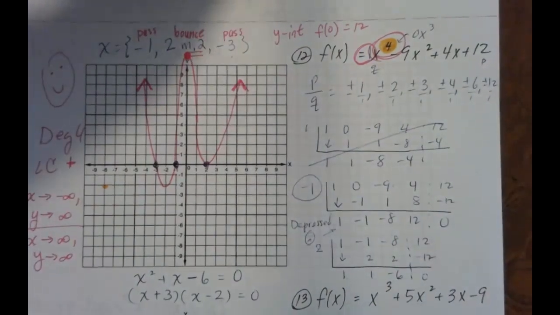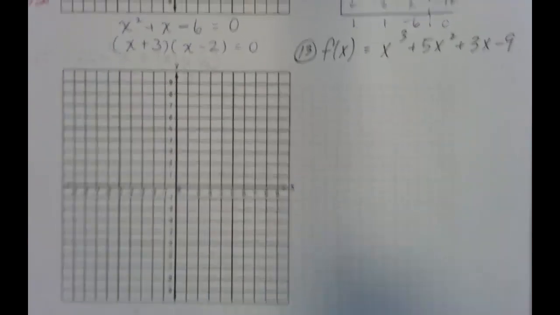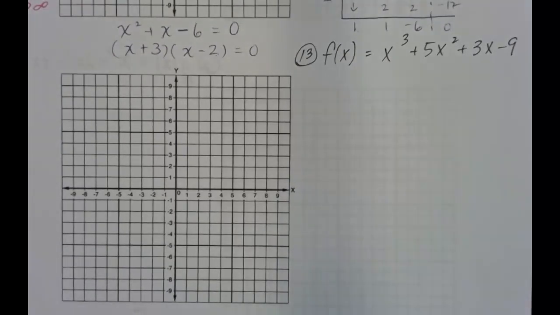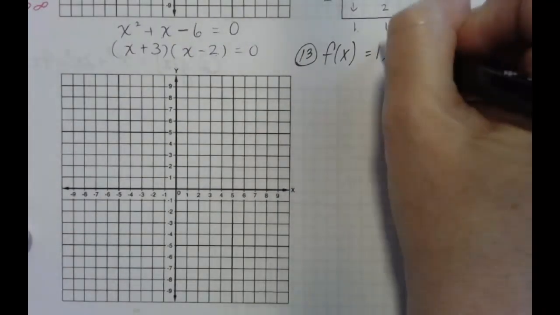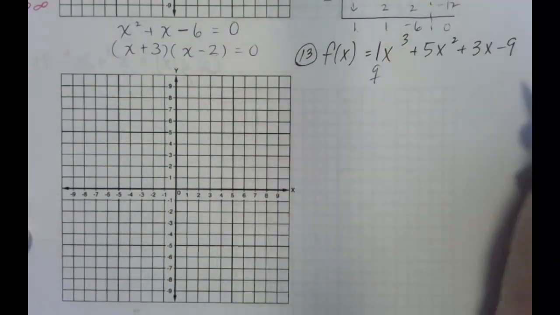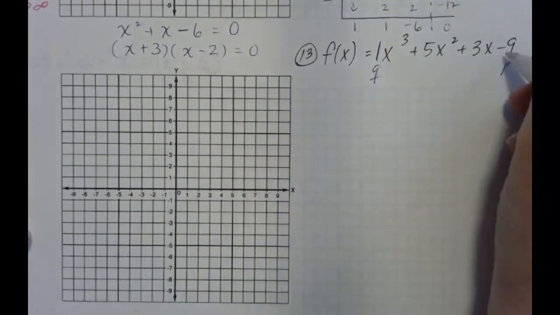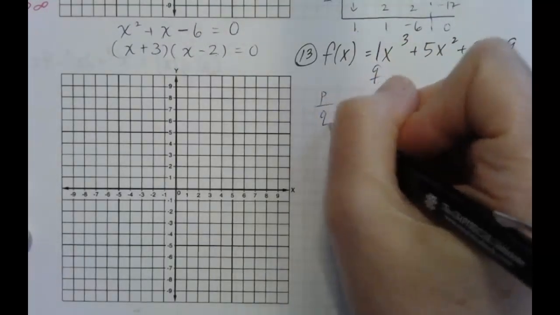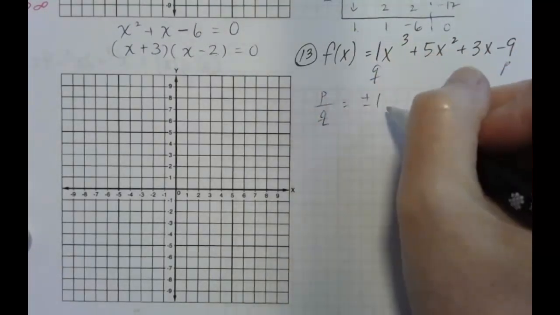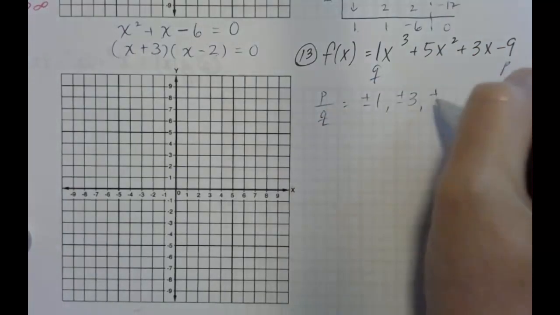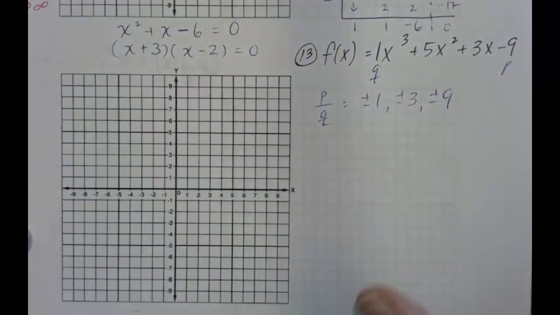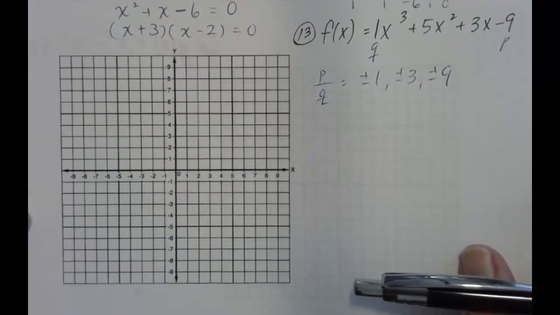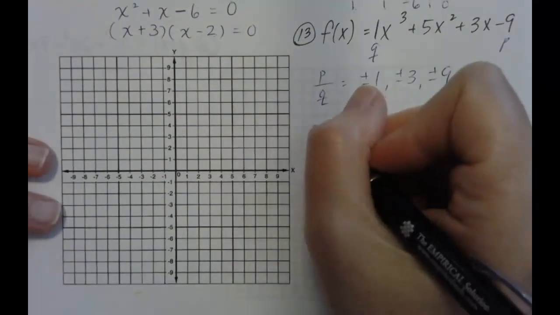All right, we got just a couple more. Number 13, same type problem, doing the same thing again. We're looking for the zeros. We got Q is equal to 1 and P is equal to 9. Our P's over our Q's, plus minus 1, plus minus 3, plus minus 9. Start the process over again. What do we start with? Positive or negative 1. Always the easiest thing.